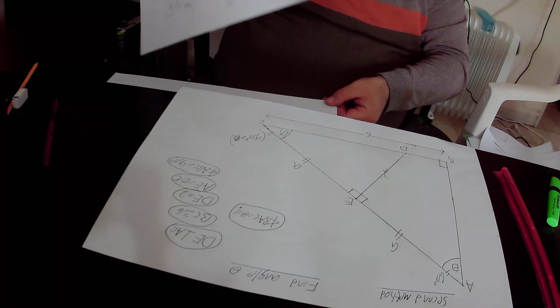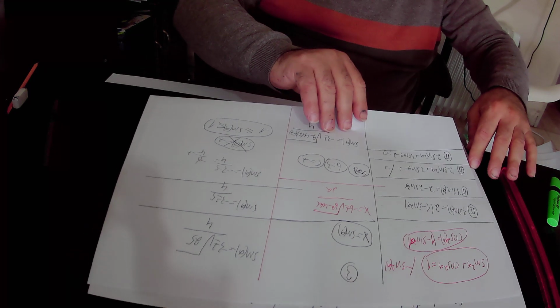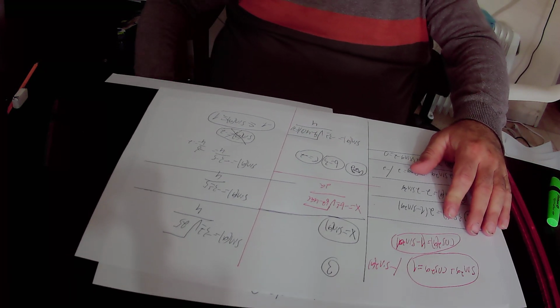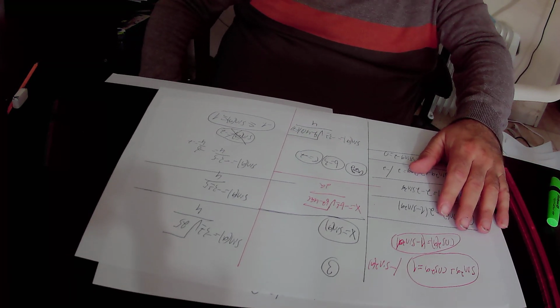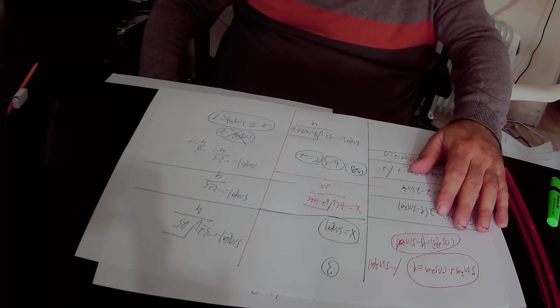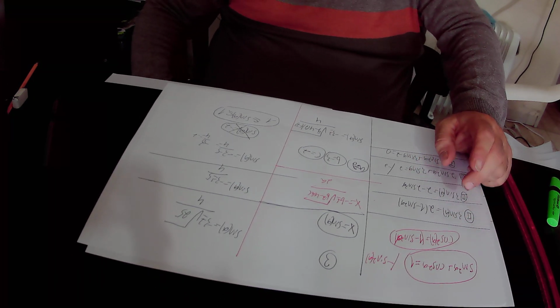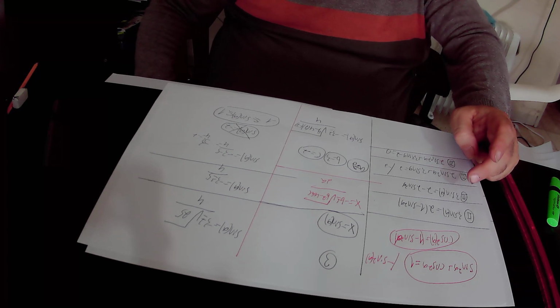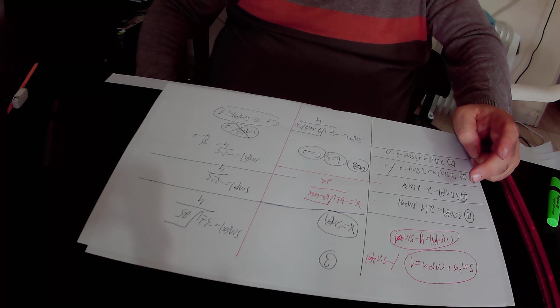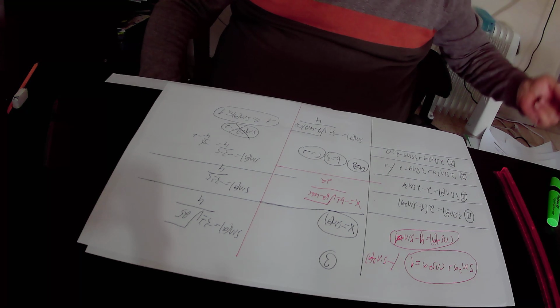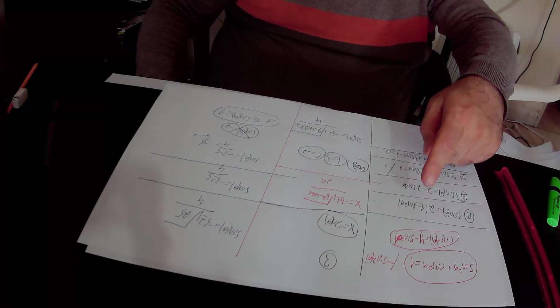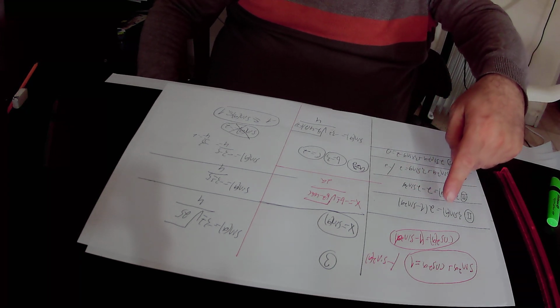Then we have the trigonometric identity that sine square alpha plus cosine square alpha equals 1. We substituted sine square alpha from this identity, and we found out that cosine square alpha equals 1 minus sine square alpha. So we can substitute cosine square alpha in equation number 2 by 1 minus sine square alpha according to this trigonometric identity.